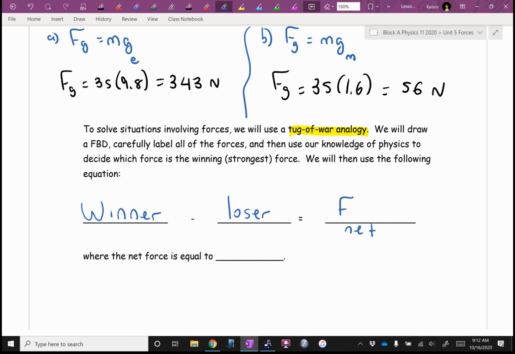Remember those 3 or 4 square pictures we analyzed on the previous page? That's really what you were doing. You were looking at the bigger force and going bigger minus smaller. Winner minus loser. Where F net is actually equal to ma. So what you're actually going to see me do is write winner minus loser equals ma. I'm going to save myself a step. And that's really, when I say F equals ma, what I really should be saying is F net equals ma. The overall combined net force.